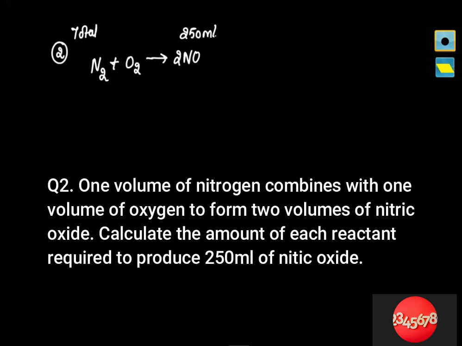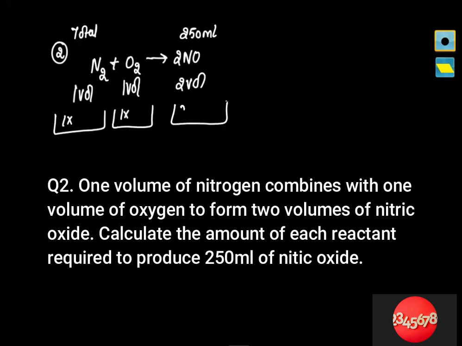Understood? Now, let's write what Lussac said. Lussac said, this is 1 volume. This is 1 volume. This is 2 volumes. So we will have 1 times. This will always be 1 times. And this will be 2 times of the reactants. Now, we have only this given, 250. So 250 will be used. 250 will come, and this is 2 into what? 125 times. If this is twice of 125, so everywhere you have to put 125, so that the ratio remains same.